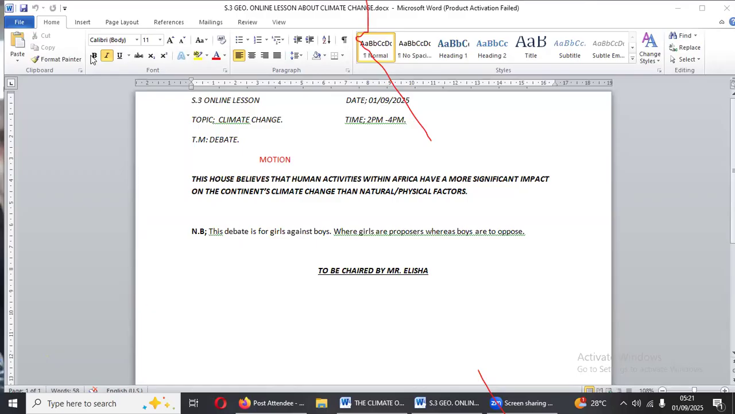I do think that members, you're noting down her points, were very good, but on the boys' side, all the points were natural factors bringing climate change to the area. Thank you so much, Sumaya.